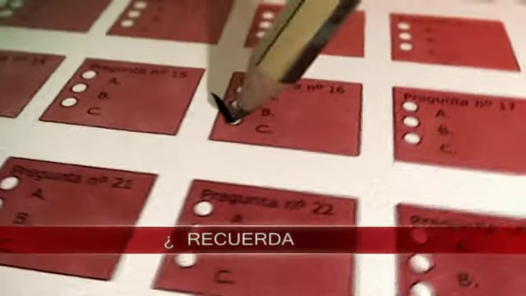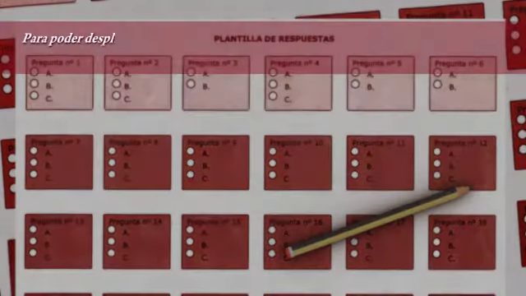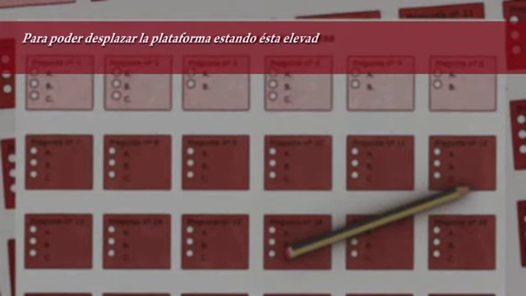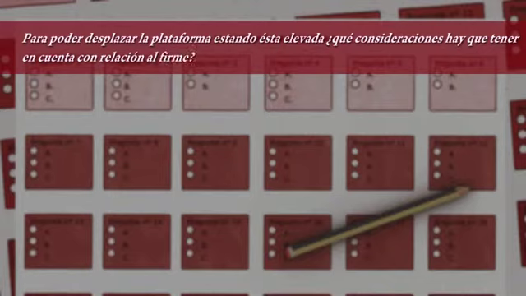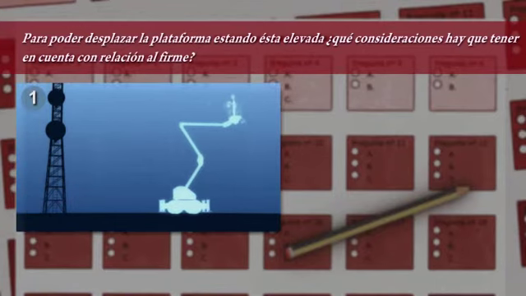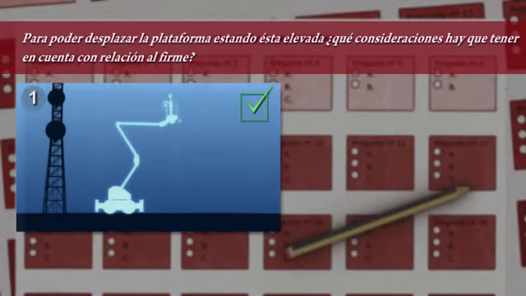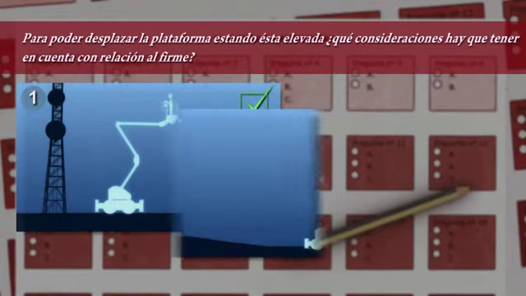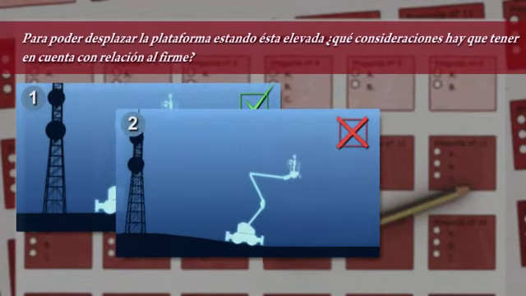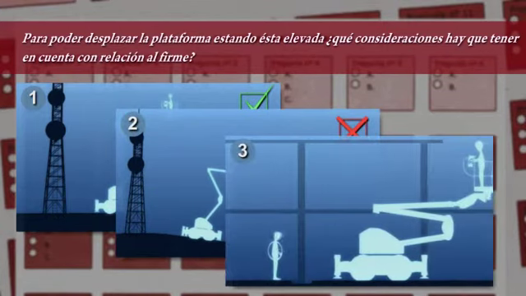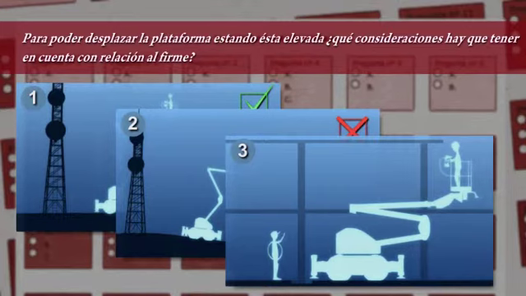Do you remember? In order to be able to move the platform when it is up, what kind of considerations must be taken into account regarding the ground? To carry out the transfer only when the ground is firm and level, that the machine is not moved when it is up on slopes or uphills, and that if possible, somebody from the ground indicates to us if it is convenient or not to transfer the machine when it is up.